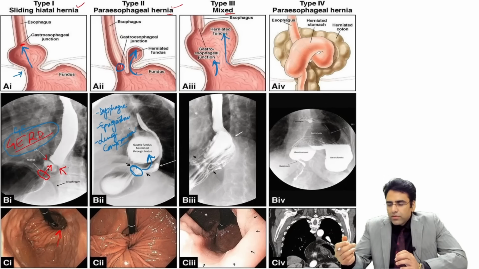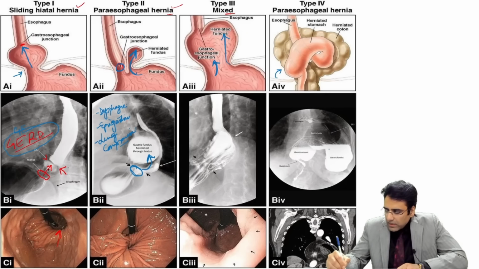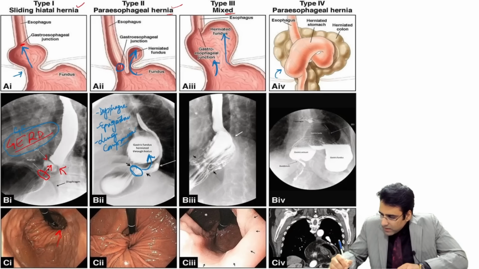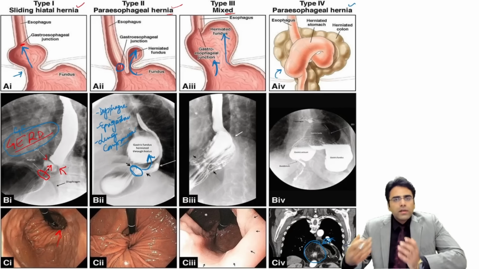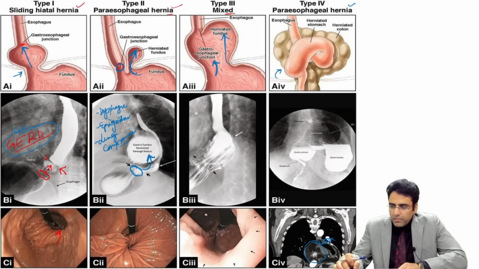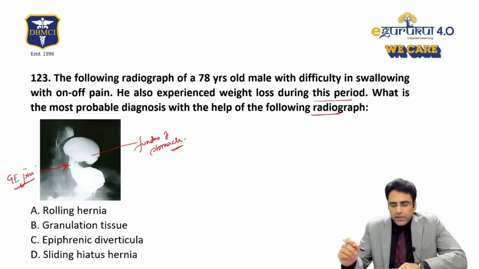Now type 4 is paraesophageal. In this, you can see there is herniation of the complete stomach into the thoracic cavity. So it is what? It is type 4 paraesophageal hernia, also called complex type of hernia. In this, the abdominal organs slide into the thoracic cavity, and there can be respiratory compromise, there can be dysphagia, the patient will have dyspnea also. So these are the important types of hiatus hernia.